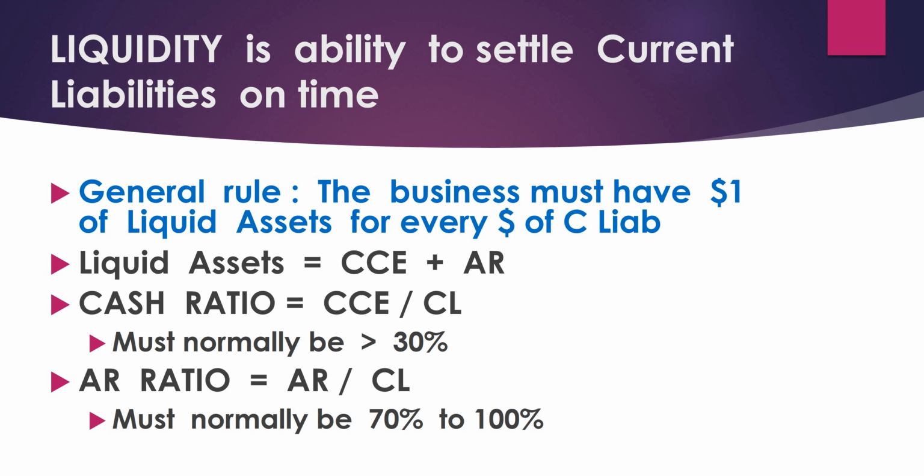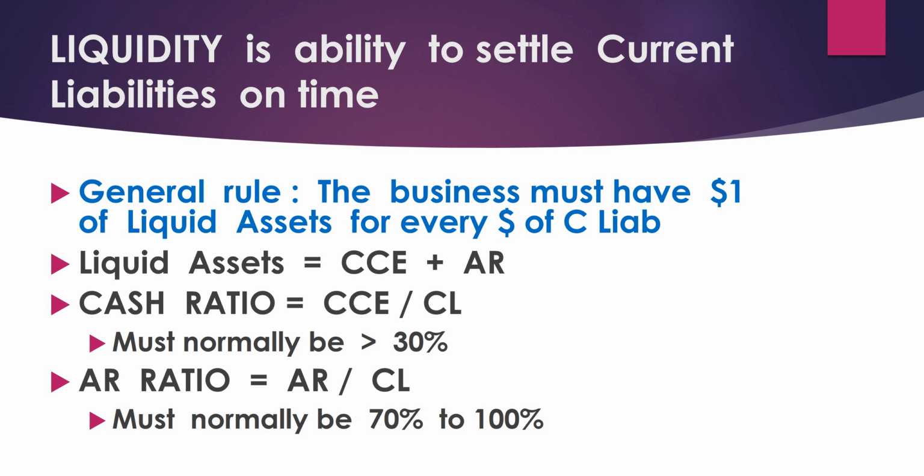Then we move on to liquidity. Liquidity is ability to pay your bills on time if you're a business. Well, technically speaking, we could say it's the ability to settle current liabilities on time. And the general rule is that the business must have $1 of liquid assets for every $1 of short-term liabilities that it has, or as we call them, current liabilities.